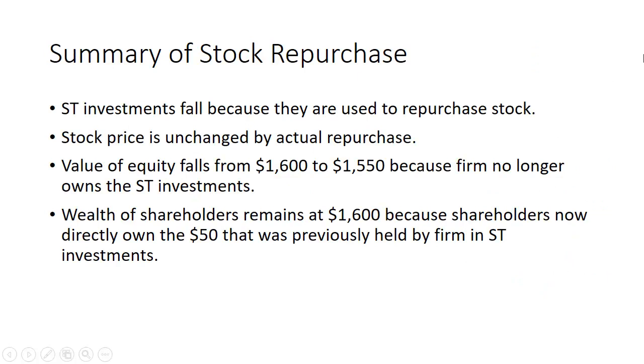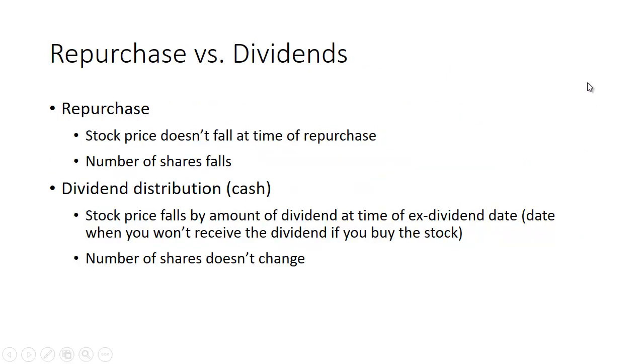So a little summary. Short-term investments fall because they are used to repurchase the stock. The stock price is unchanged by the actual repurchase. The value of equity falls from $1,600 to $1,550 because the firm no longer owns the short-term investments, but the wealth of shareholders remains at $1,600 because shareholders now directly own $50 that was previously held by the firm in short-term investments.